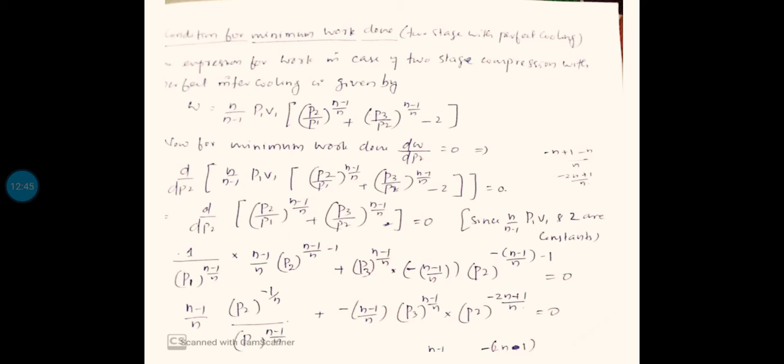Now the second term. Here also I am applying the same thing. See, here it is minus n minus of minus 1 plus 1 minus n. Okay, so minus n, it becomes minus 2n plus 1. So altogether p2 raised to minus 2n plus 1 divided by n. That will be the common power of p2 in this case. Okay, so minus 2n plus 1 by n. The remaining terms will be as such, that is minus of n minus 1 by n, it is written here, into p3 raised to n minus 1 by n, it was there in the equation, into p2 raised to minus 2n plus 1 divided by n, equal to 0.